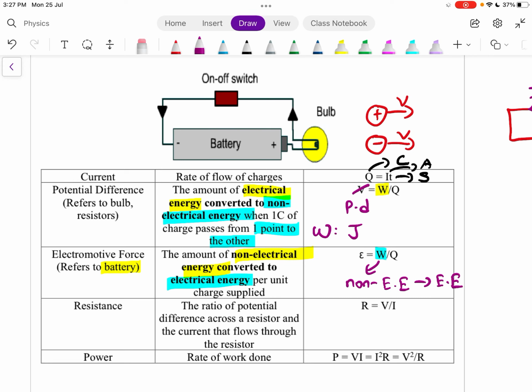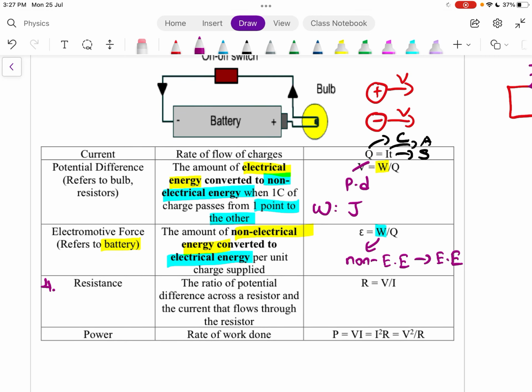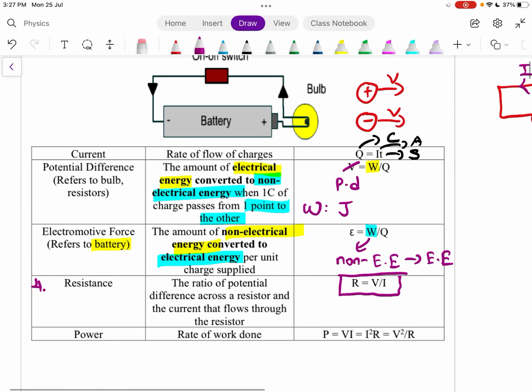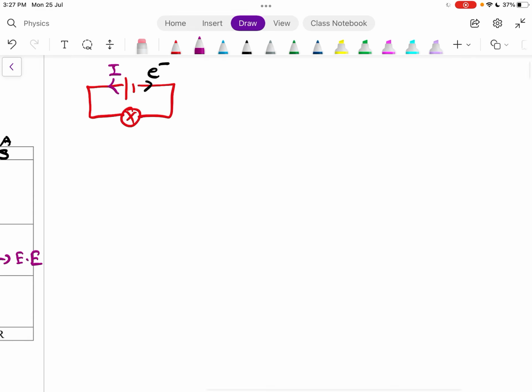The fourth will be your resistance. Resistance is the ratio of potential difference across a resistor to the current that flows through the resistor. This formula is very important, because it is the formula that we will always use in DC circuit to solve a circuit problem. So R equal to V over I. If I want to plot a graph, with resistance equal to V over I, the graph will look something like this.